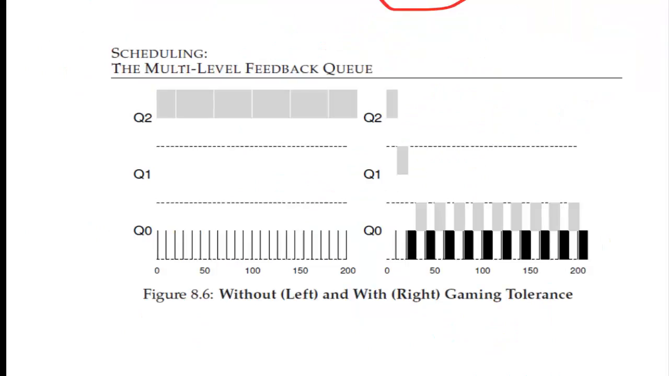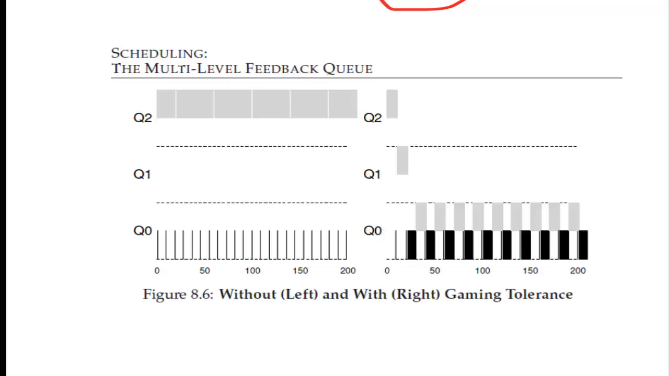So this is our left side without rule number 4, and this one is where we have gaming tolerance. What will happen if we don't have gaming tolerance is this process, the first gray one, will time out before its time slice is over, and we will keep it there. It will start running, time out, come back and stay in that queue only. But here, if it runs once, we'll move it down one queue. If it does it again, we'll put it down again.